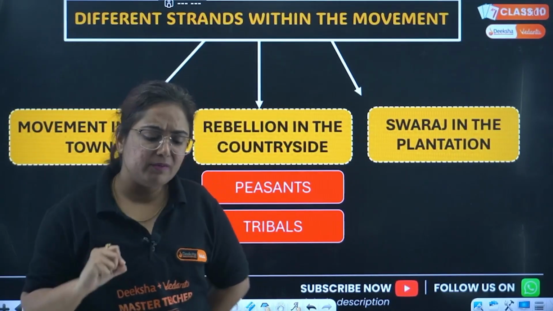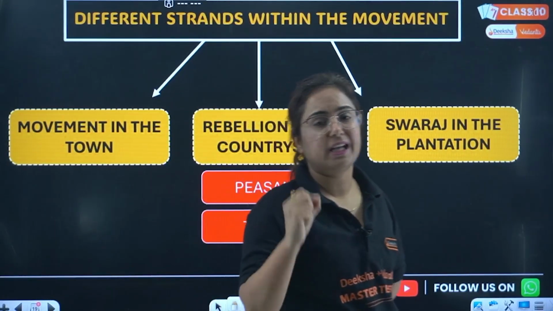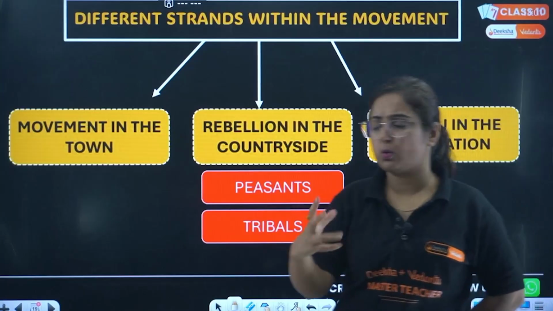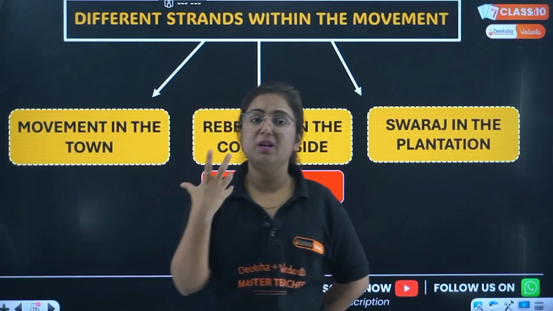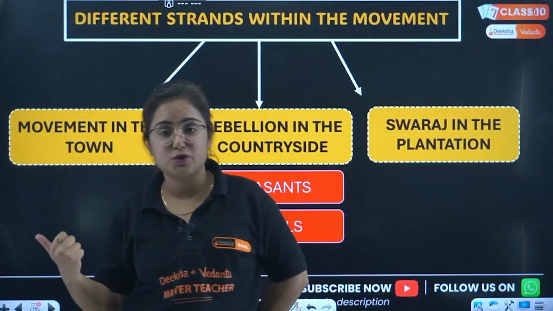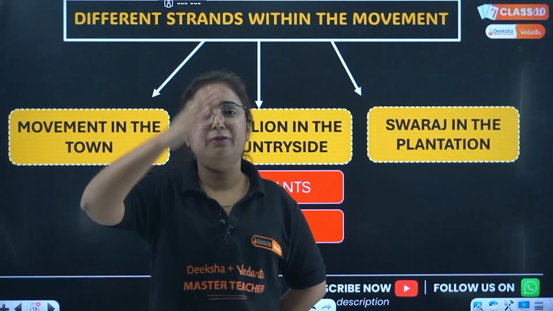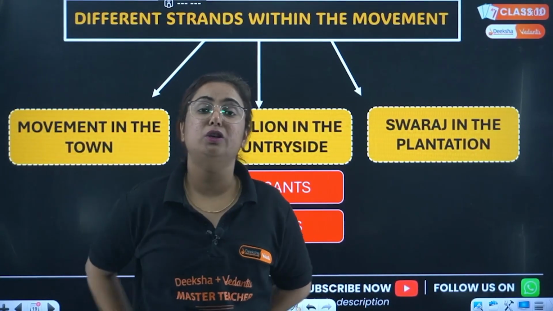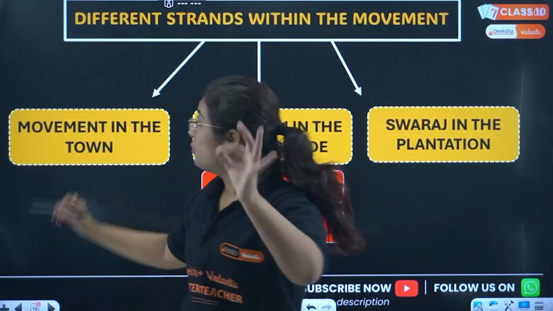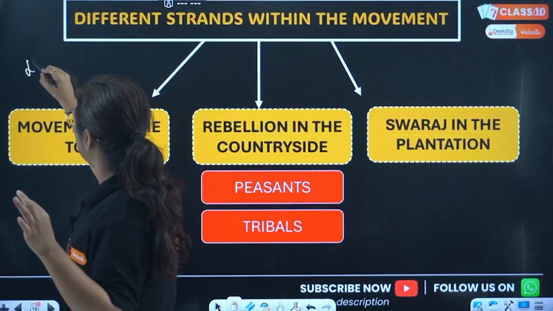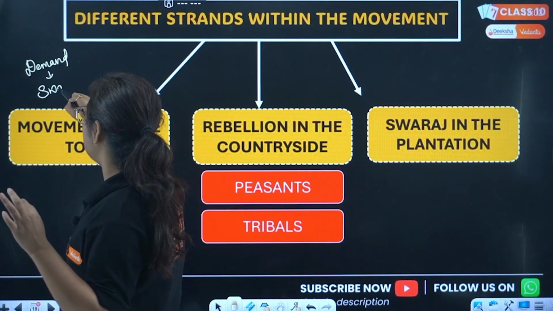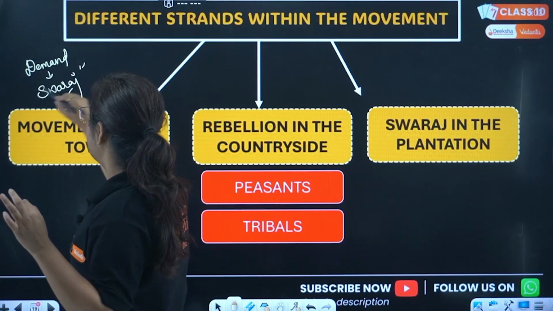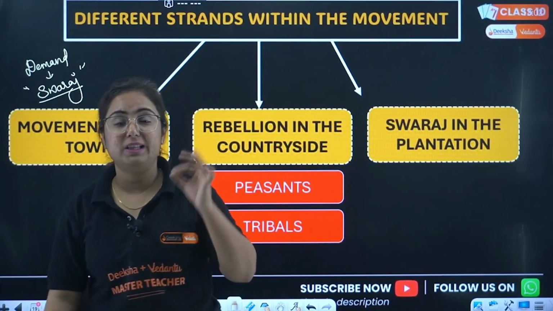However, the situation of India at that time was not the same. There were towns where people were quite rich. There were villages where farming was done. There were tribal areas too. So this movement had different strands in different locations. Right? There was one demand in this movement, and that was to get Swaraj. Swaraj means self-rule.